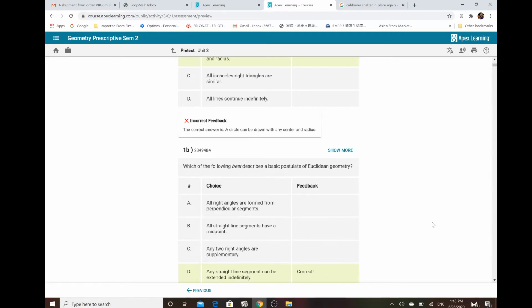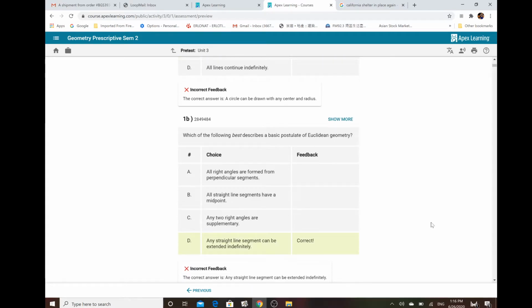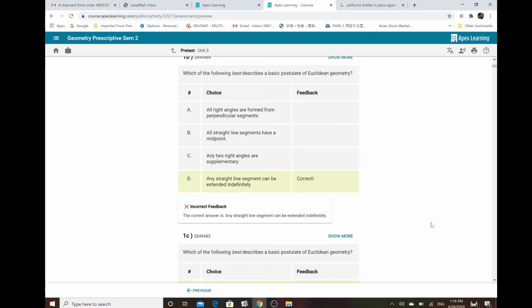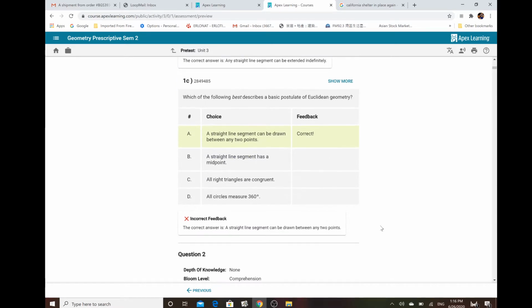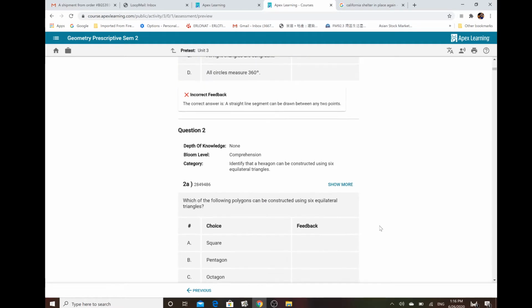And then for the next one, which of the following best describes a basic postulate of Euclidean geometry? Any straight line segment can be extended indefinitely. Okay, so that's another one. And 1C, which one of the following best describes the basic postulates of Euclidean geometry? A straight line segment can be drawn between any 2 points. Okay, so that's another one.